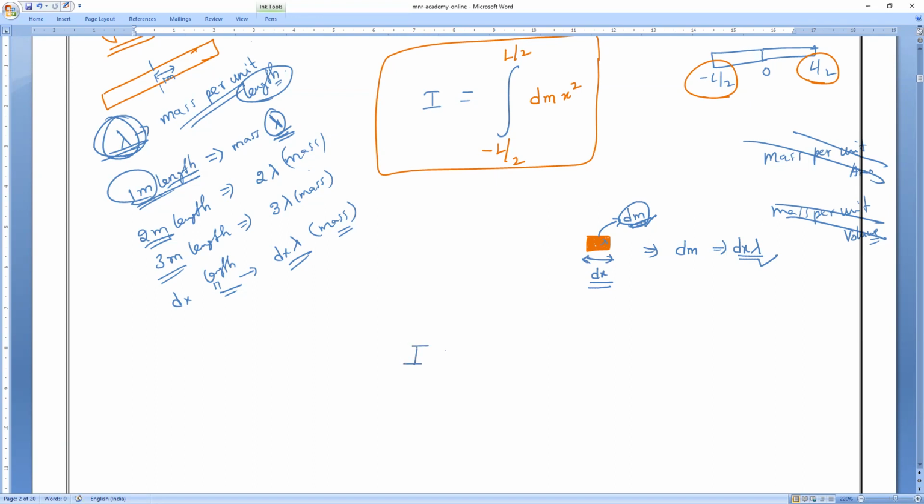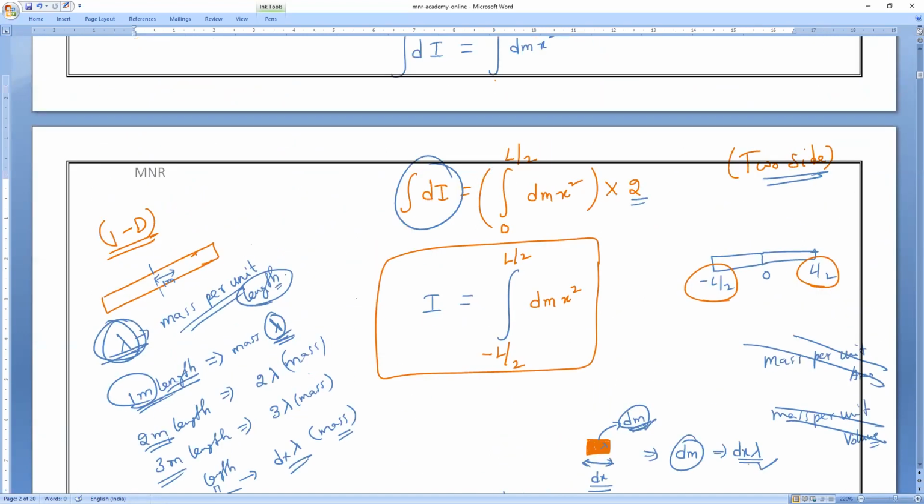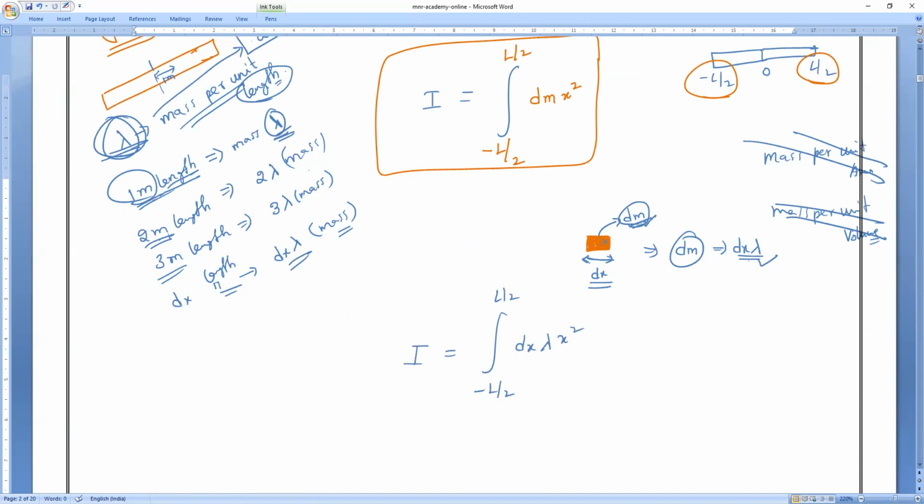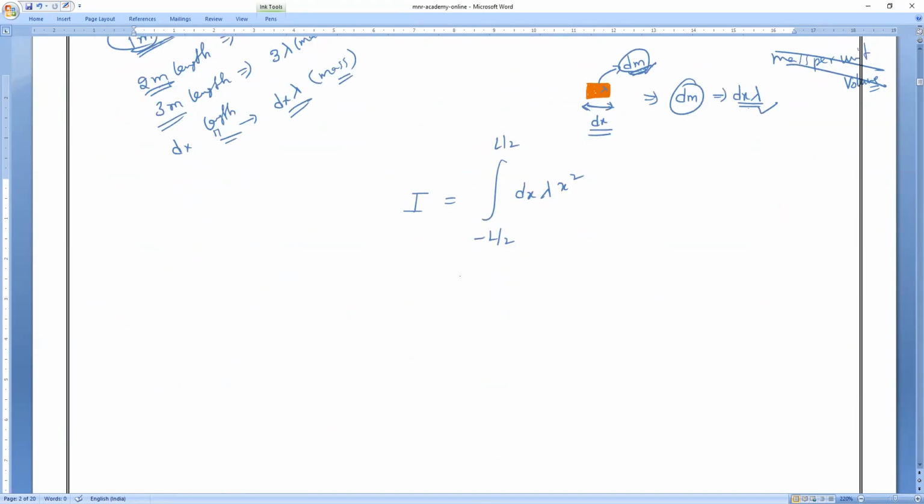So we have written the formula: I is equal to the integral, and the limits are minus L by 2 to L by 2. Instead of dm, what can I write, guys? All of you respond. dx into lambda into x square. Now, can you tell me, is mass per unit length always constant or not? The mass is uniformly distributed, so lambda remains constant. So lambda will be taken out.